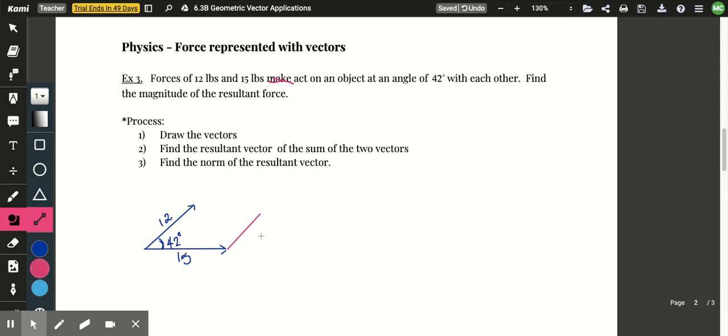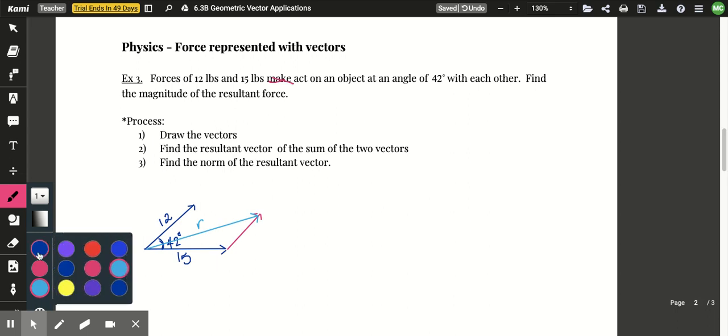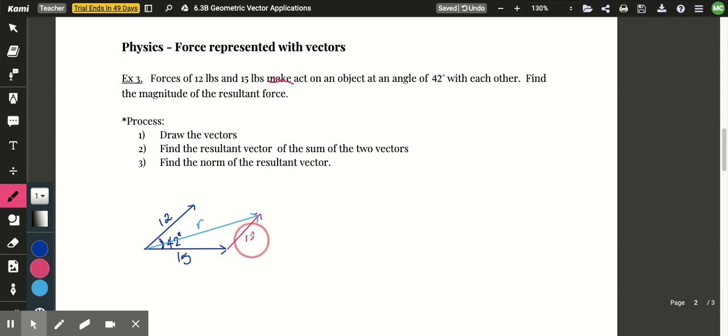So I'm just going to make a vector that's parallel to the original 12-pound vector. And then I'll connect the tail of where the two of them started to the head of this one here. And that one is my resultant vector. I'm going to call it R for resultant vector. And that's actually the value that I'm looking for. So let me label a couple other things here. Since this pink one was just a repeat of that 12-pound vector, its magnitude is 12 also.